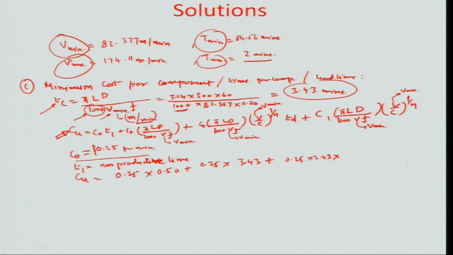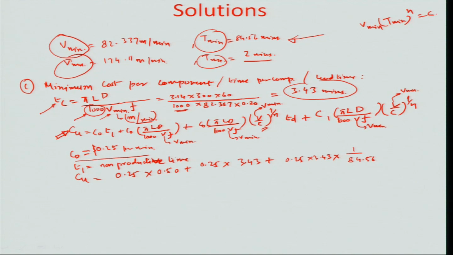In this particular case, the V minimum by C value to the power of 1 by N is actually nothing but 1 by time minimum. Time minimum, you have already calculated it to be a particular value here as 84.56 minutes. So we replace this by 1 divided by 84.56.